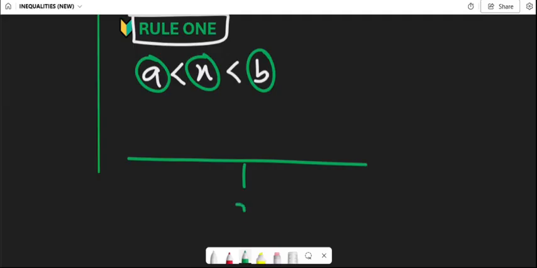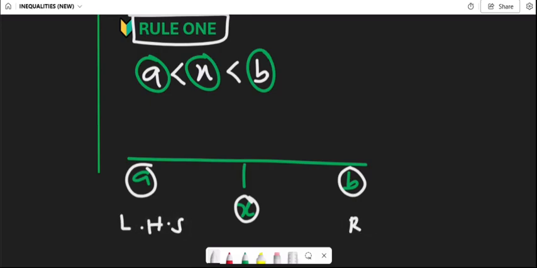Here is my x, and relating to x, here is my b and here is my a. Because my x is less than b, I can see that b is at the right hand side, and because my x is greater than a, a is at the left hand side. So it means my b is greater than x and my a is less than x. If I want to write it on a number line, it's very important that I have it this way.